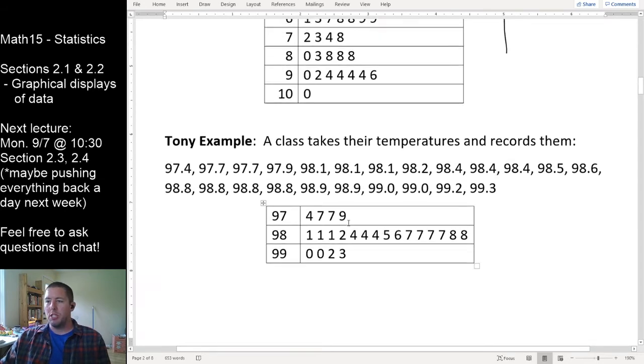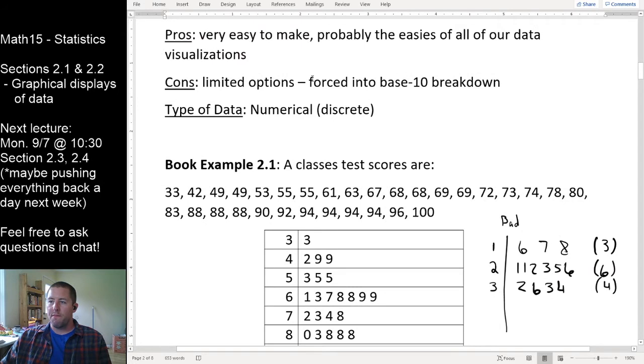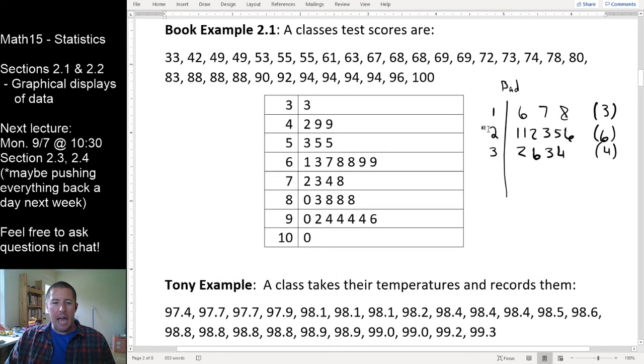So sometimes, just based on the spread of your data, stem and leaf plots aren't great. It's this whole thing where we are forced into base 10 breakdowns that makes this awkward for some types of data. You'll see in the book that they're going to do things like double-sided stem and leaf plots. There's also half and half stem and leaf plots that you can do, breaking down by fives instead of by tens and stuff like that.